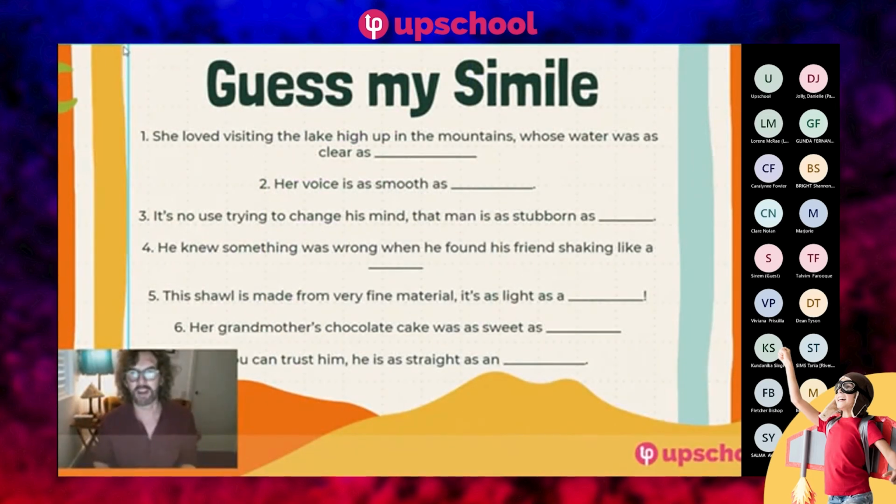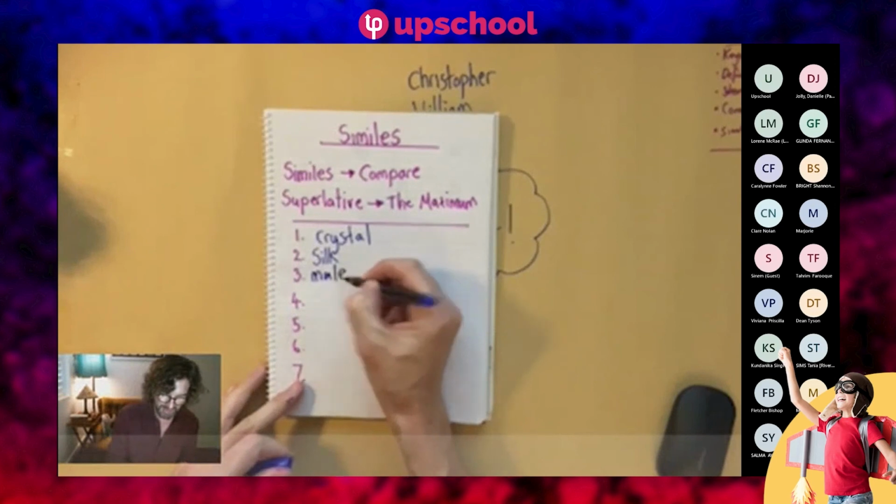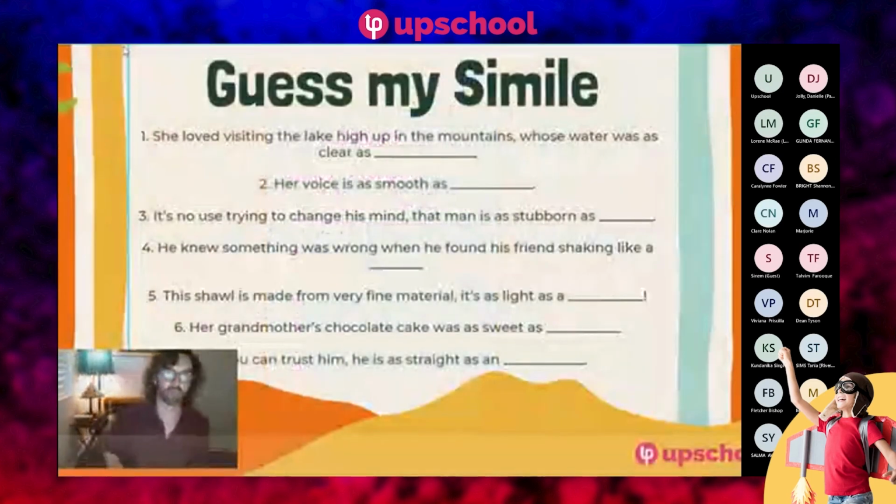It's no use trying to change his mind. That man is as stubborn as a... Ooh, what is really stubborn? It will not change its mind, even if you try your hardest to persuade it. It is a mule. M-U-L-E, or I will accept donkey. M-U-L-E, as stubborn as a mule. Well done, everybody. Number 4.